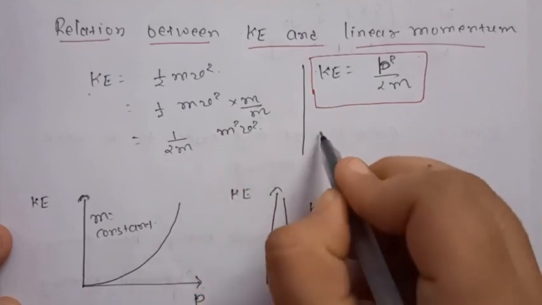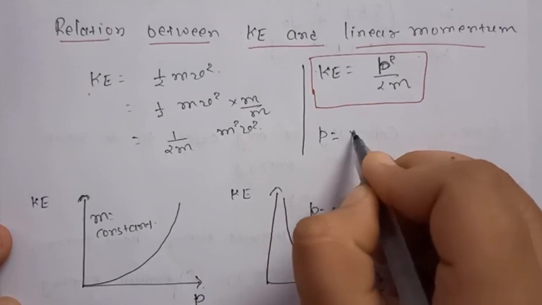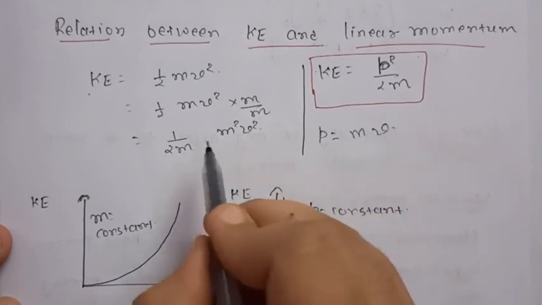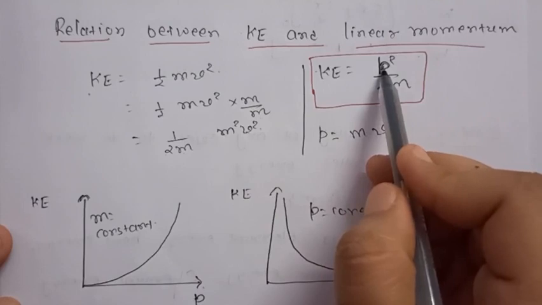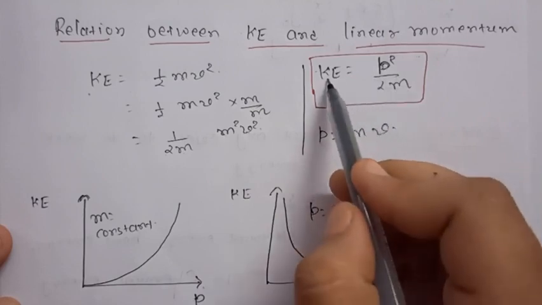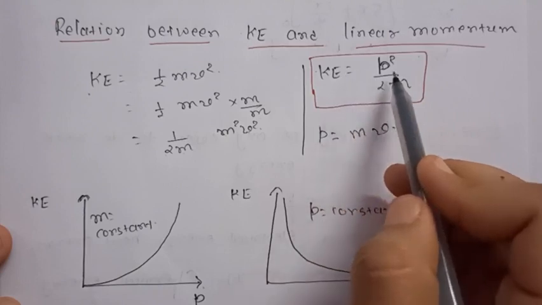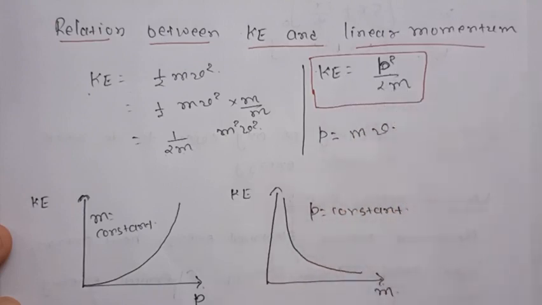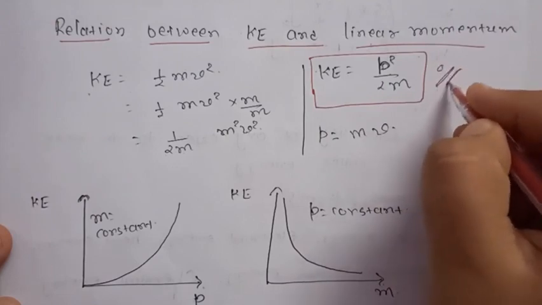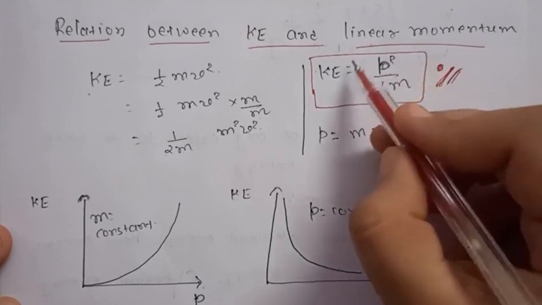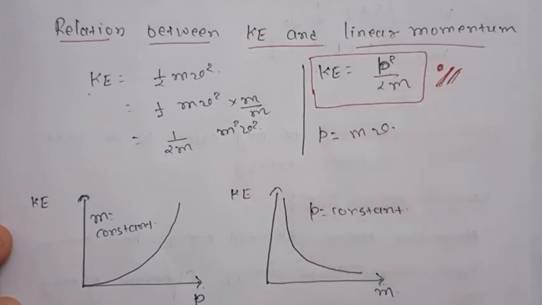But we know that linear momentum is equal to mass into velocity. So this m square v square can be replaced by p square, where p is the linear momentum. So kinetic energy is equal to p square upon 2m. This is a very important equation. There are multiple questions based on this, and we'll also use this formula in the nuclear or atom chapter.